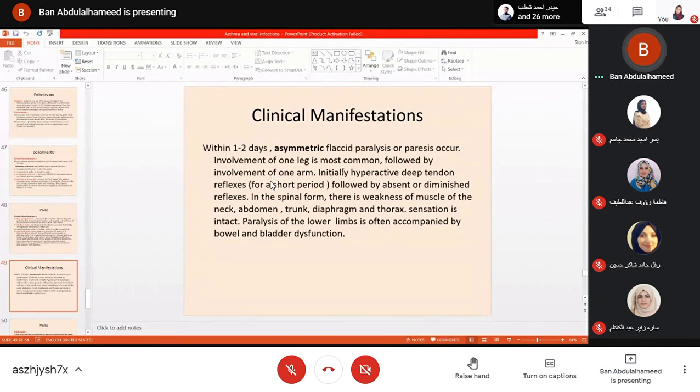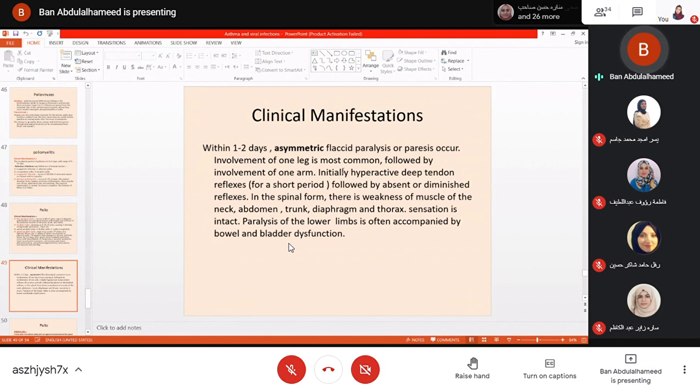On examination, the deep tendon reflexes are initially hyperactive and remain so for a short period of time. But after that, reflexes will be absent or diminished. This is associated with flaccid paralysis of one leg or one limb. In the spinal form, there is also weakness of the muscles of the neck, abdomen, trunk, diaphragm, and thorax. The sensation is intact. Paralysis of the lower limb is often associated with bowel and bladder dysfunction.